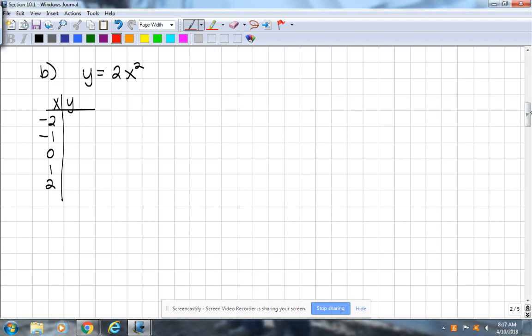All right, this one's a little different. It says y equals 2x squared. So you're going to pick your x's. I want you to always use -2, -1, 0, 1, and 2 for your x's for these.